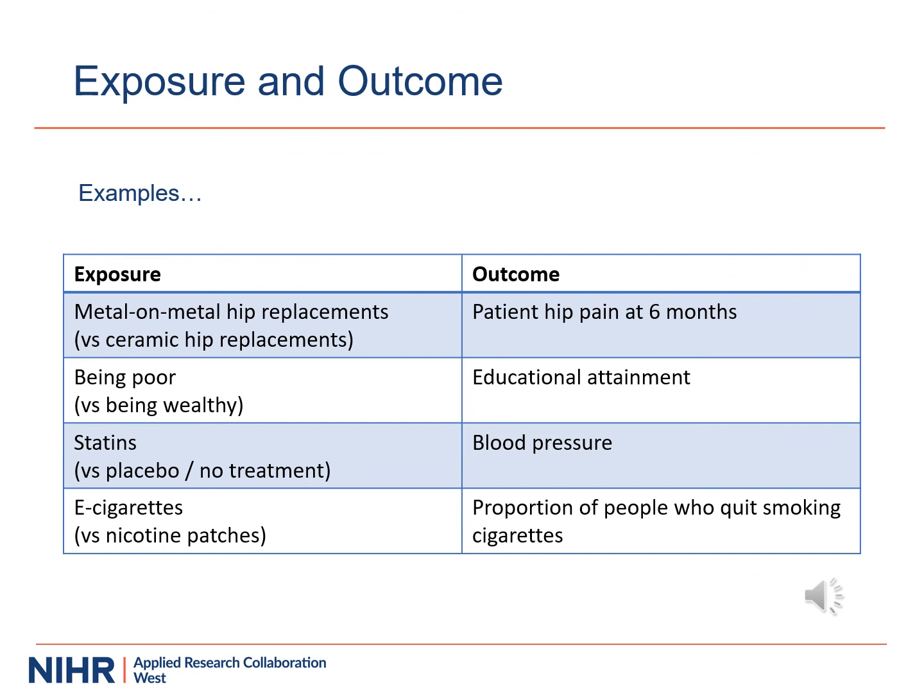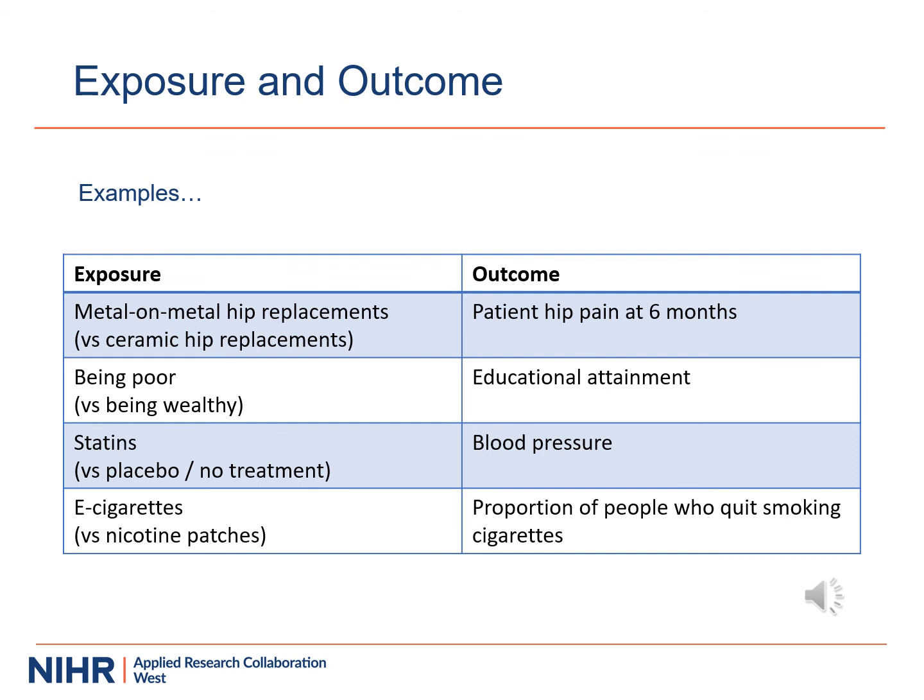Here are some examples, and no doubt you can add your own to this list. In the first example, if you were an orthopaedic surgeon, you'd probably be interested in finding out the best sort of hip replacement for your patients. Your research question might be whether metal and metal replacements were better or worse than ceramic replacements. You could define better in terms of the patient's reported pain or function at 6 months after surgery. Here, the type of hip is the exposure, and patient pain at 6 months is the outcome.